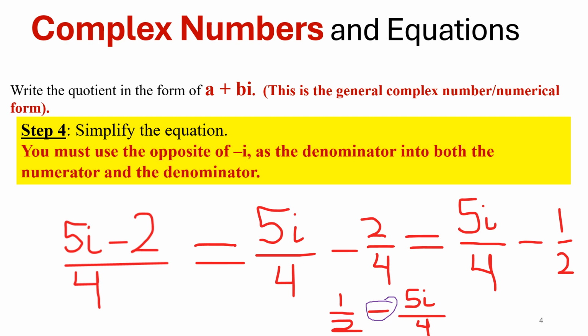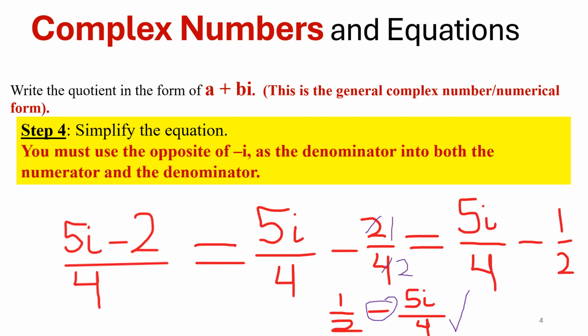And if you were taking a standardized test or any other kind of test, I guarantee you they'd have this answer and you get it wrong. You'd have 5i over 4 minus a half. And the reason it's a half, by the way, is because this can be reduced.